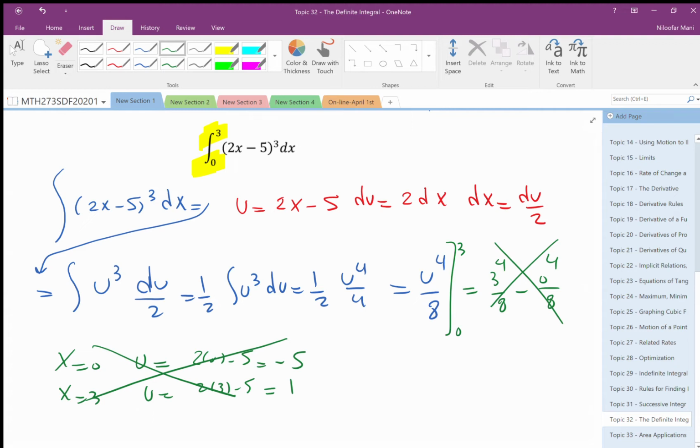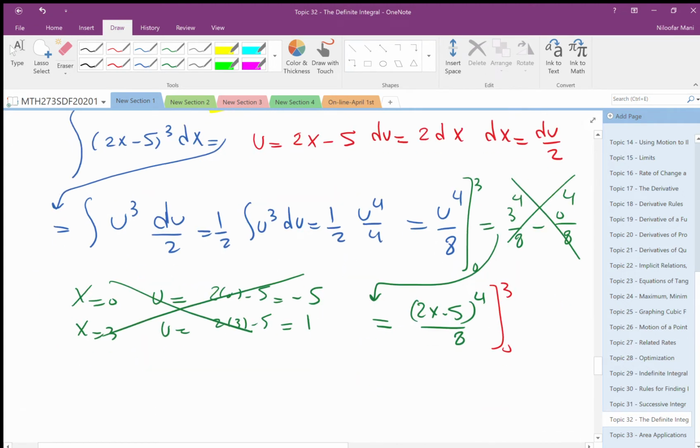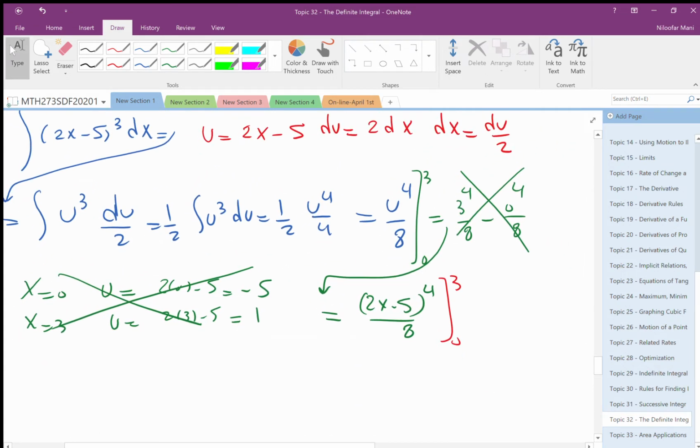I recommend you keep 0 and 3, but you have to go back to x. Don't use u. So you have to say equal, what is u? (2x minus 5) power 4 divided by 8. And then you say from 0 to 3, and then it will be easy. Then you get (2 times 3 minus 5) power 4 divided by 8 minus (2 times 0 minus 5) power 4 divided by 8.